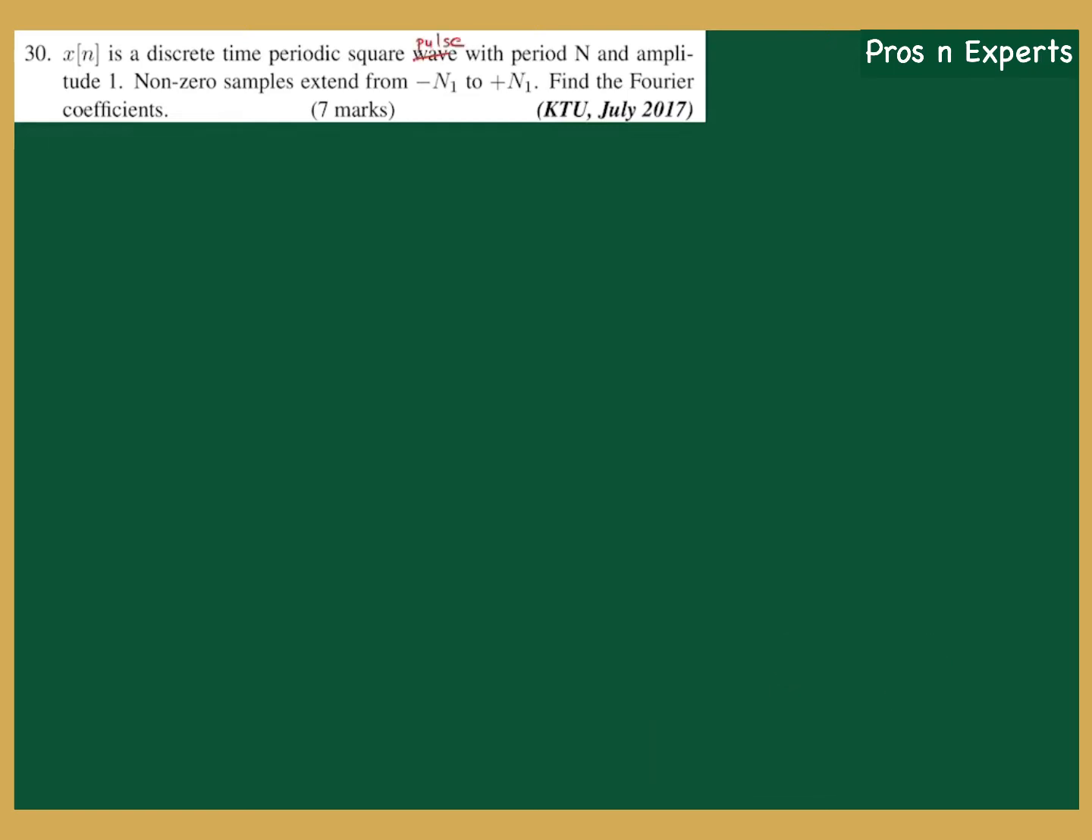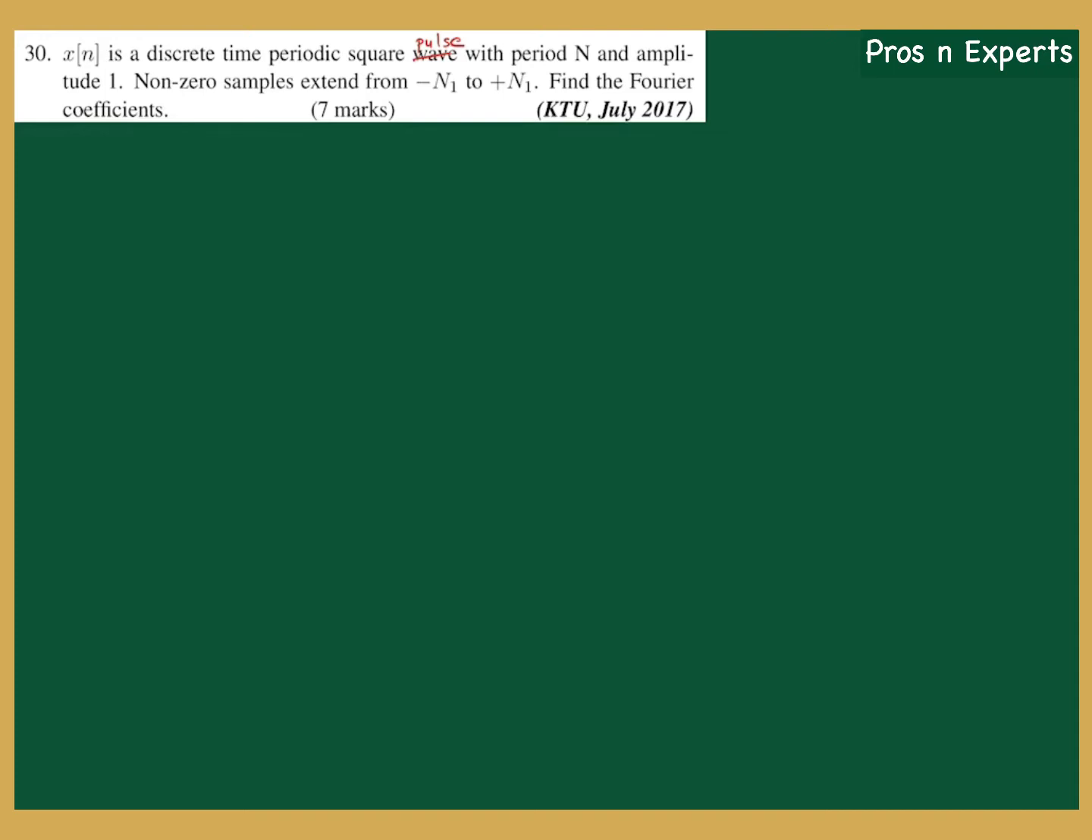It's not a square wave, it's a square pulse. Okay, I have to correct it. This is a square pulse with the period N and amplitude 1. If at all it was a square wave, it should be amplitude 1 and minus 1. So this is a square pulse. Non-zero samples extend from minus N1 to plus N1.